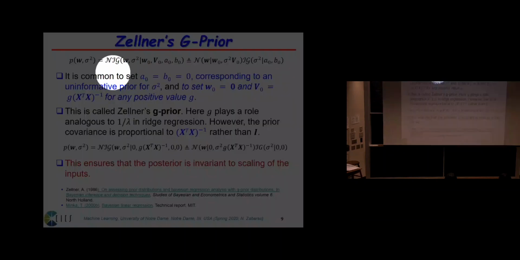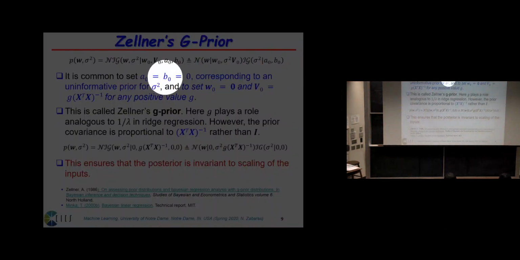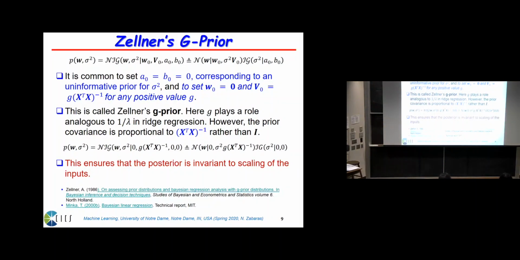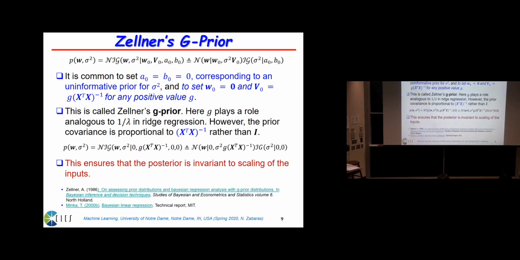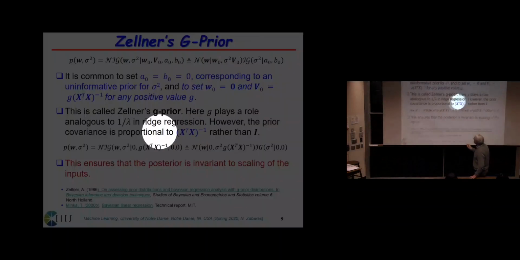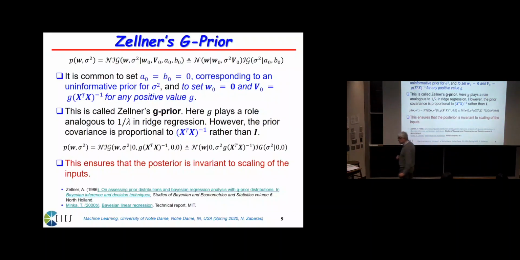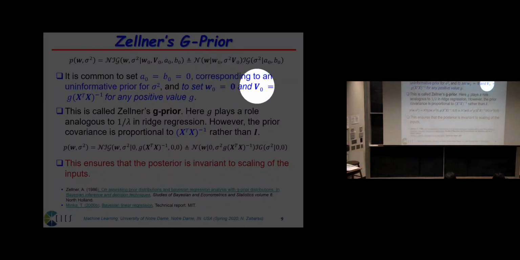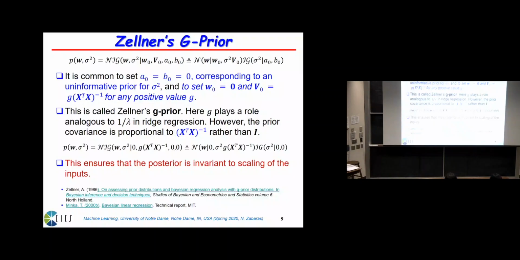If you look at the inverse gamma distribution, the uninformative limit is A0 equal to B0 equal to 0. So we have an uninformative prior for sigma squared. And here is where things will get interesting. I'm going to put W0 equal to 0, and I'm going to set V0 to be some constant g times x transpose x inverse. So what I have now is uninformative in sigma squared, but I'm going to take a very particular case for the prior on W by selecting the mean to be 0 and V0 to be some constant. That's why this is called the g prior, some constant g times x transpose x inverse.